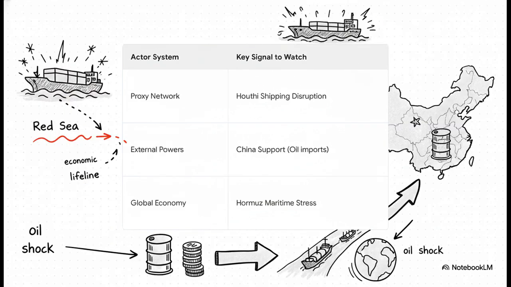And it's not just about the main actors. The dashboard is also tracking those huge ripple effects. Houthi attacks in the Red Sea aren't just regional noise. They're a direct signal that a global economic channel is under pressure. We also watch things like China's oil imports from Iran. That's Iran's economic lifeline, and the flow of tankers through the Strait of Hormuz, which is the single biggest sign of a potential oil shock.